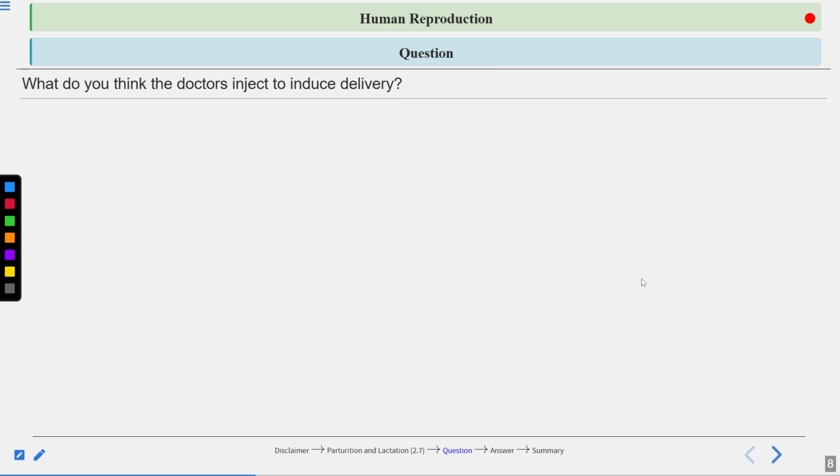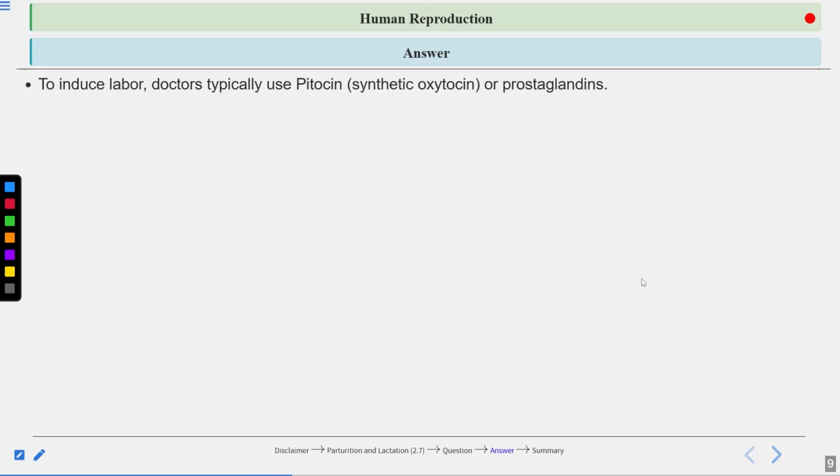Now there is one question here. What do you think the doctors inject to induce the delivery of the fetus, to induce the childbirth, also known as parturition? So here is the answer to this question. To induce labor, doctors typically use pitocin. What is pitocin? It is synthetic oxytocin or prostaglandins.